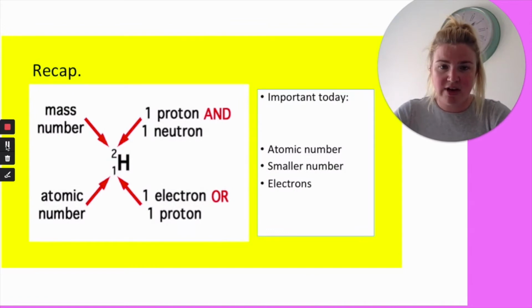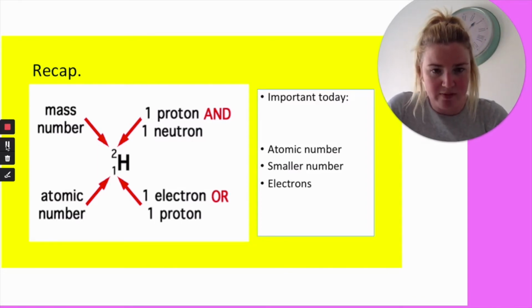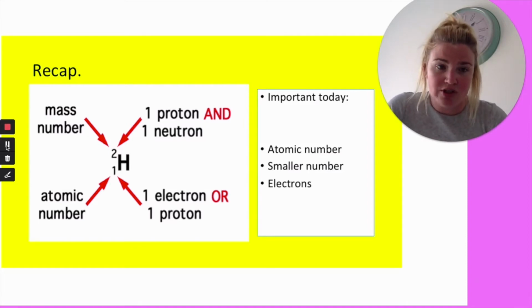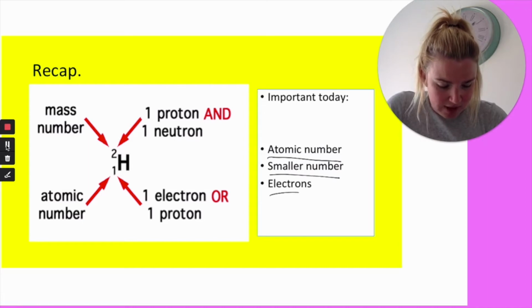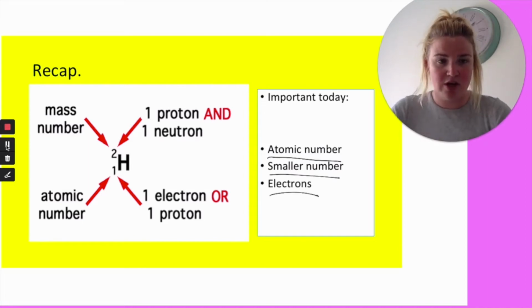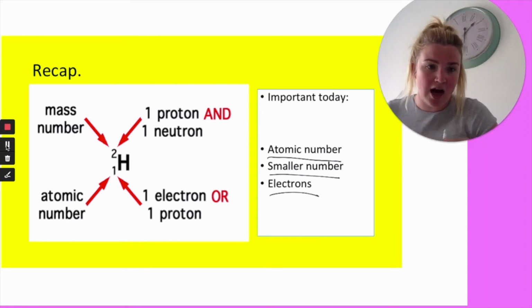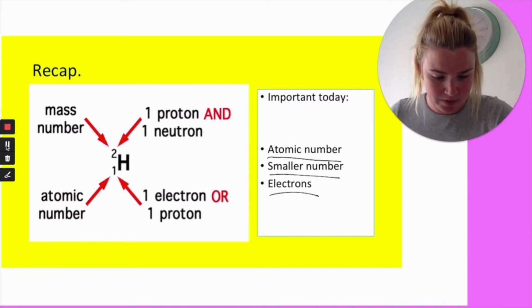So just a quick recap, we've just done this today. The mass number is the number of protons and neutrons. The atomic number is the number of protons or electrons. Remember, to work out neutrons, you just take them away from each other. But what is important to us today is the atomic number, which is a smaller number, which gives us the number of electrons, because we're going to focus on electron structure and then ionic bonding.